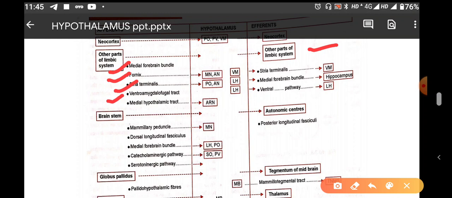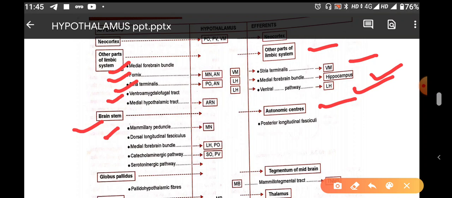Also, from the lateral hypothalamus, the efferents are going to the stria terminalis, the medial forebrain bundle of the hippocampus, and the ventral pathway to the lateral hypothalamus. From the brainstem, afferents are going to the hypothalamus and efferents are going to autonomic centers. Also, the afferent connections from the mammillary peduncles go to the medial nuclei, then the dorsal longitudinal fasciculus and medial forebrain bundles are going to the lateral hypothalamus and preoptic areas.